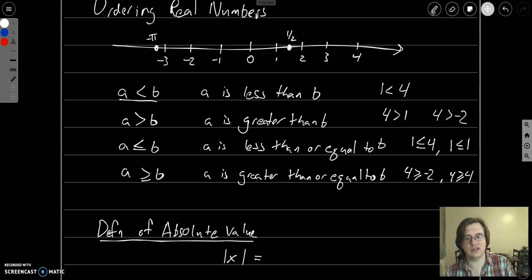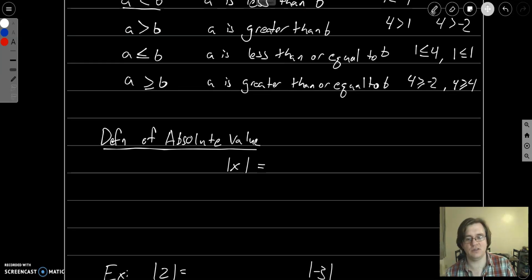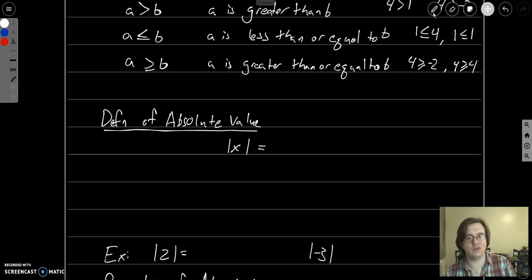So when we look at a number line, we can also talk about the distance between numbers, not just whether or not they're to the left or to the right, and this is going to be the absolute value. Traditionally, we think of the absolute value of a number as just making that number positive. So if x is positive already, the absolute value of x is just going to be x.